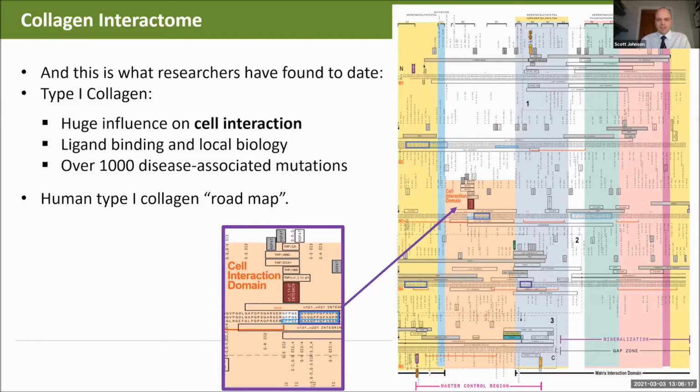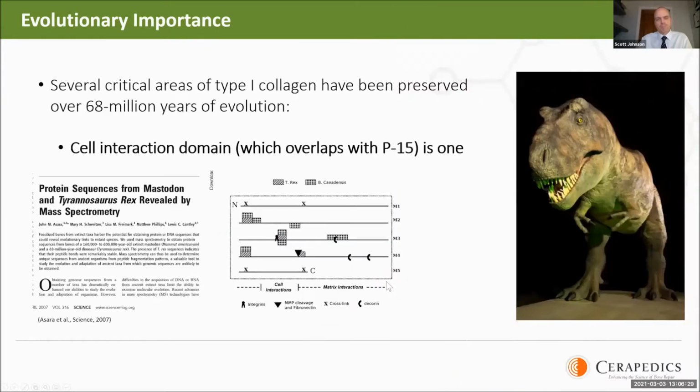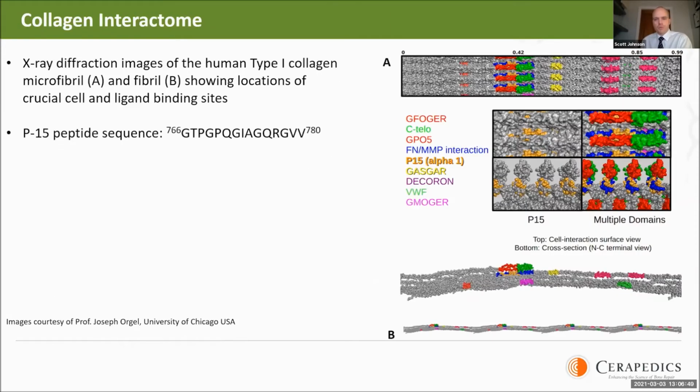One of these key areas is the cell interaction domain, and that's right in the center pretty much of the type 1 collagen molecule. And this is exactly where we find the P15 peptide sequence. So the cell interaction domain is critical for cellular functions, and it's one of the reasons why this sequence has remained largely unchanged over millions of years of evolution. And that really highlights the biological importance of this area in particular on the type 1 collagen molecule.